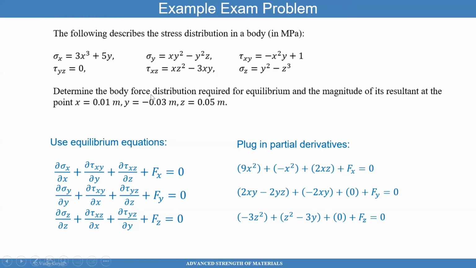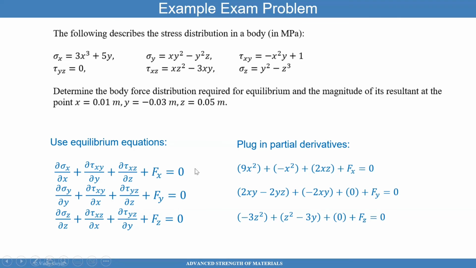It says to determine the body force distribution required for equilibrium and the magnitude of this resultant at this point in the system. So then I'll use these equilibrium equations. I have zeros on the right-hand side because there's no acceleration, or the problem statement does not talk about any type of acceleration being applied. So this is zero, no accelerations.